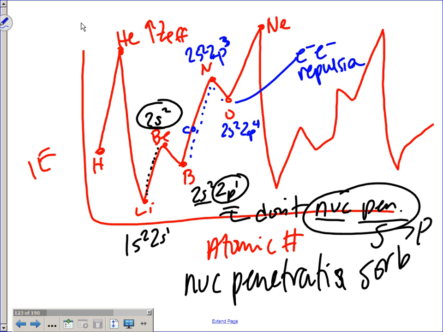Okay, how do you explain a 2A to 3A exception? Nuclear penetration. How do you explain a 5A to 6A exception? Electron repulsion. Periodicity means a pattern exists. You'll see that over and over across the entire periodic table. That's why I'm not doing it more. Okay? Shake your heads or something?